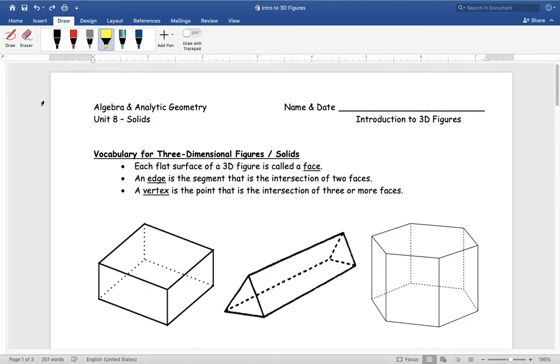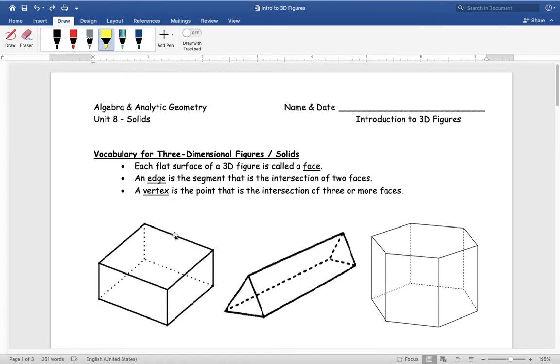Now, for today, we're going to focus mostly on just vocabulary, naming what types of images these are, what specific names we'll give to them based on the kinds of shapes that make them up. But we're going to be talking about objects that you would actually be able to interact with in the real world, things that have actual height, width, length, depth, however it is you want to describe it.